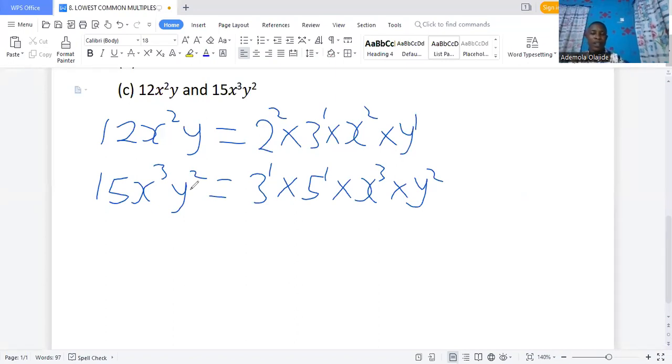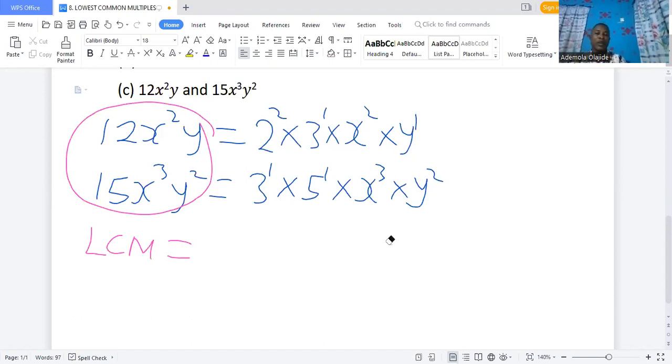So if you look at what we have here, we can now go ahead and begin to check. If you want to find the LCM of these two terms, check, in the family of 2, which one has the highest power? Is just these two. So we have 2 to the power of 2 times, in the family of 3, both of them have 3 to the power of 1, just choose one, 3 to the power of 1. In the family of 5, it's only this one that exists, so 5 to the power of 1.